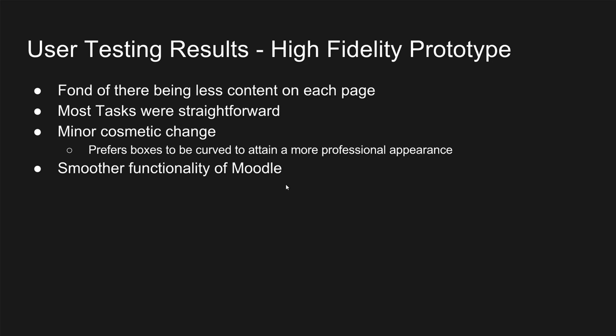After implementing the suggested improvements from our low-fidelity prototype, we developed our high-fidelity prototype, for which we also sought user feedback. Again, users' feedback for the most part was positive. Many users said they really enjoyed the new, simpler design. Users found that each task we assigned was straightforward to accomplish. Not one person really struggled to complete a task. A minor cosmetic change was suggested, and that was to make the boxes curved on the website, so it would appear more professional, because the edges are too sharp.